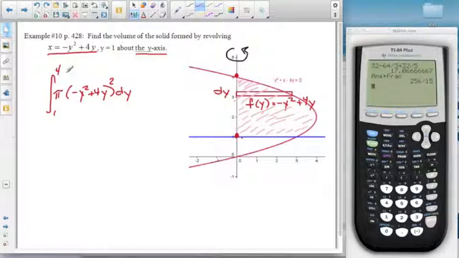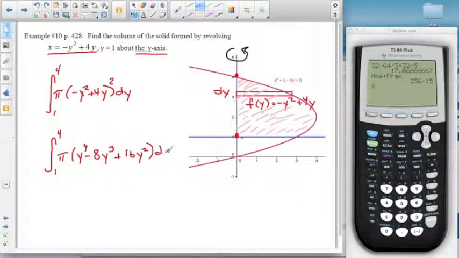And so again, we'd have to FOIL this out. I'm going to just FOIL it out, but then I'm going to use the integration capabilities of the TI-84. So to FOIL this out, we get y to the 4th minus 8y cubed plus 16y squared dy. Okay, so that's what we have to integrate.